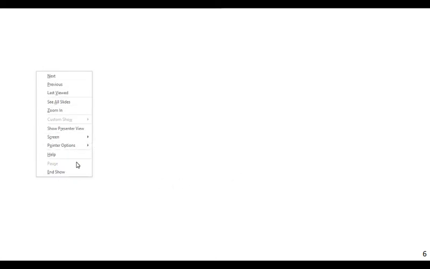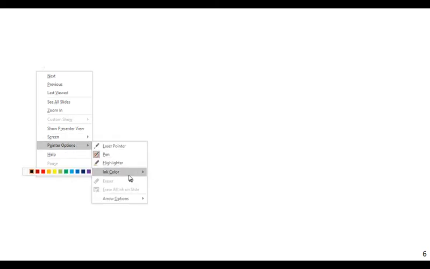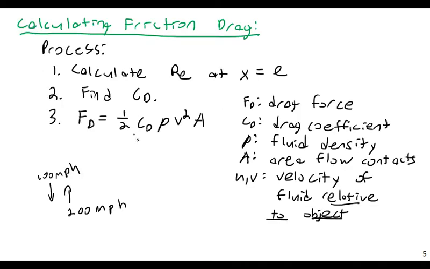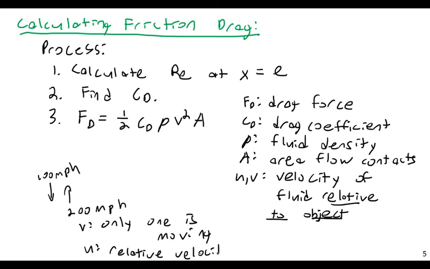So again, I do actually have a few examples of this. Let's look at some examples of calculating the relative velocity. I'm going to distinguish this: I would use V if only one thing is moving, if the object is stationary or if the fluid is stationary. And maybe I'll use U for a relative velocity. So we could also say again, drag force is equal to 1/2 C_D rho U squared A.